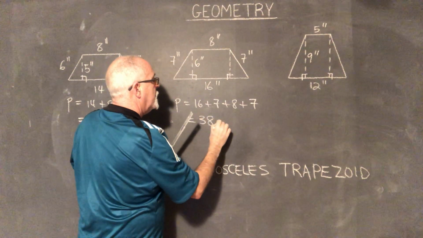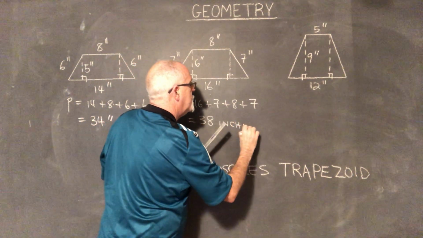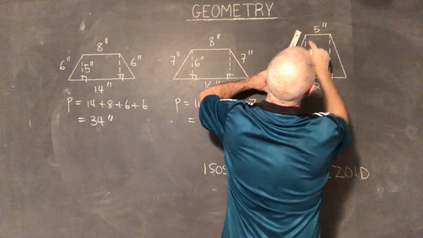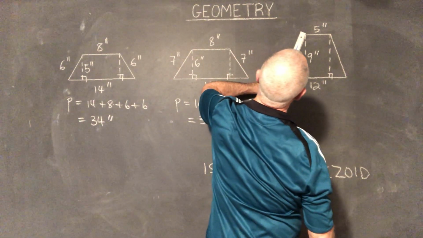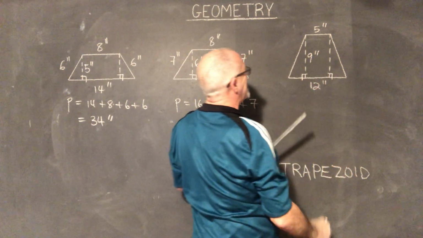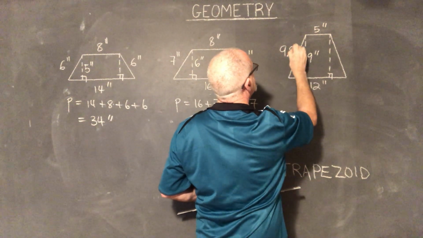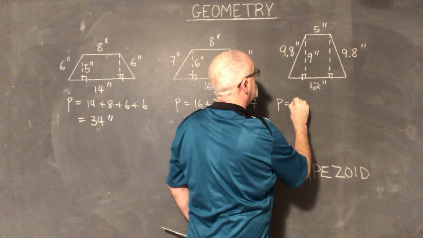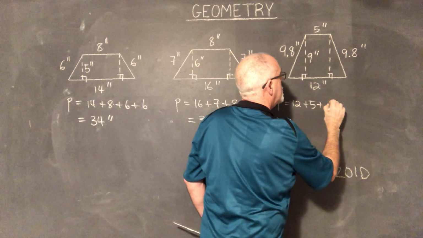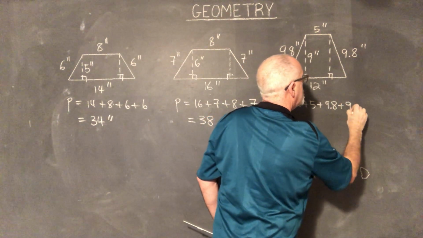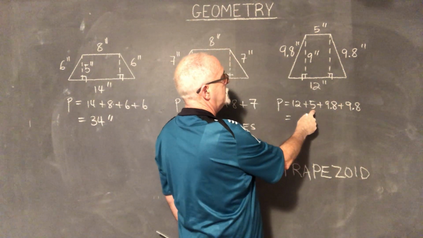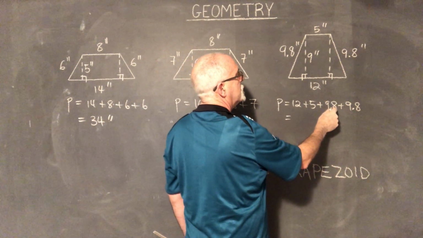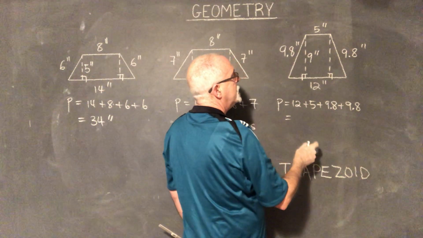And this time I'm putting inches as my unit. Okay, and now this one. Okay, that's 9. This one has to be longer than 9, and it's almost 10. I'm going to call it 9.8 inches, and that means this one also has to be 9.8 inches. So the perimeter is going to be 12 plus 5 plus 9.8 plus 9.8, which is 12 plus 5 is 17, plus 9 is 26, plus another 9 is 35, plus 0.8 is 35.8, plus another 0.8 is 36.6.